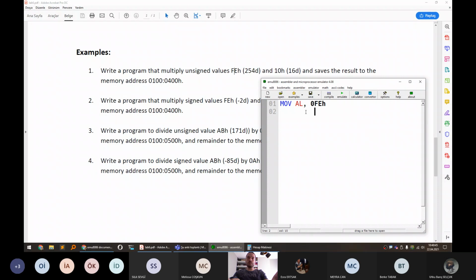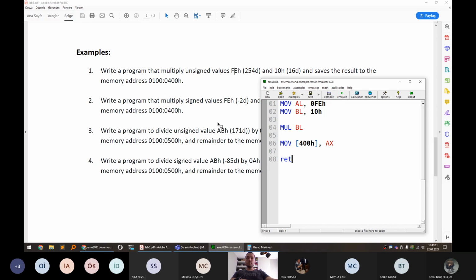I have to use 0 beforehand. The other in BL, for example, 10H. After that, I'm going to multiply BL with AL, and the result will be in AX. And I'm going to store the result into 400H. The result is in AX, remember.